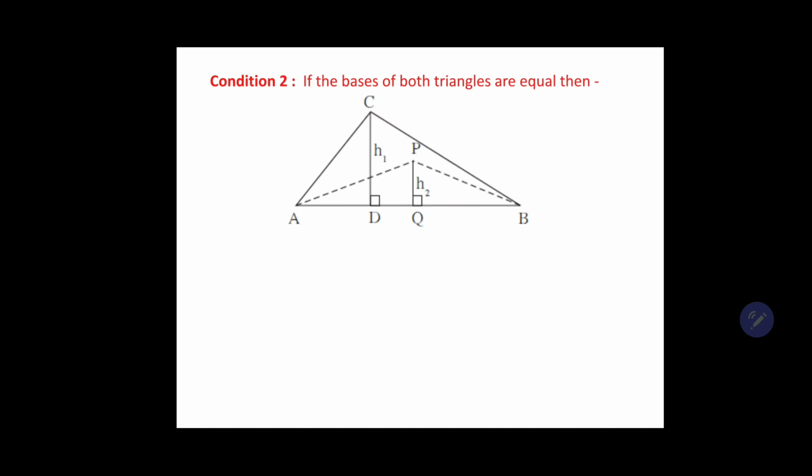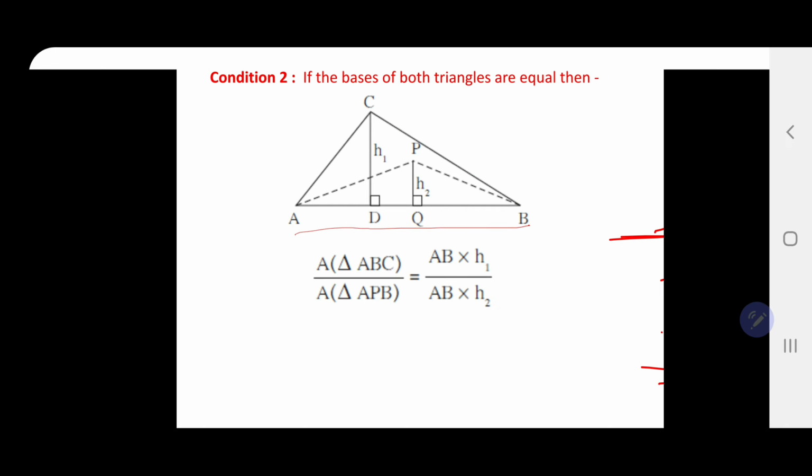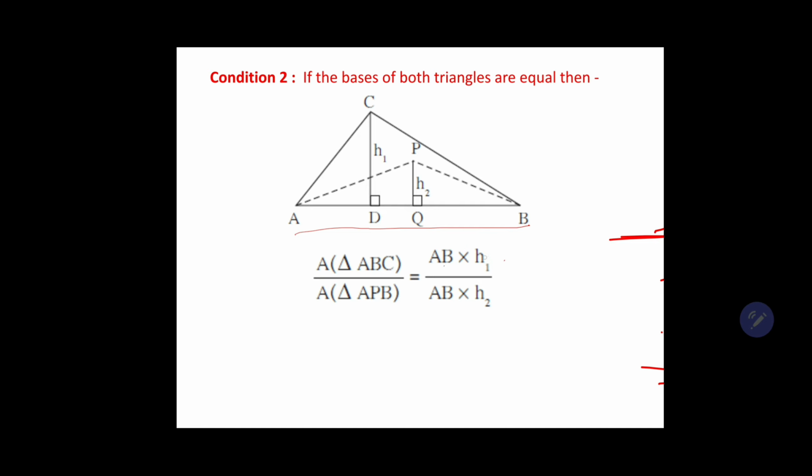Now we have another property. If bases are the same, then what will happen? Consider triangle ABC and triangle ABP. For these two triangles, the base is the same, that is AB. If we take the ratio of their areas, it will be AB into H1, which are respectively the base and height for triangle ABC, divided by AB into H2, which are again the respective base and height for triangle APB.